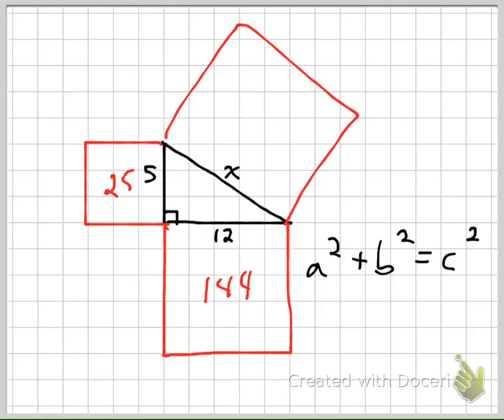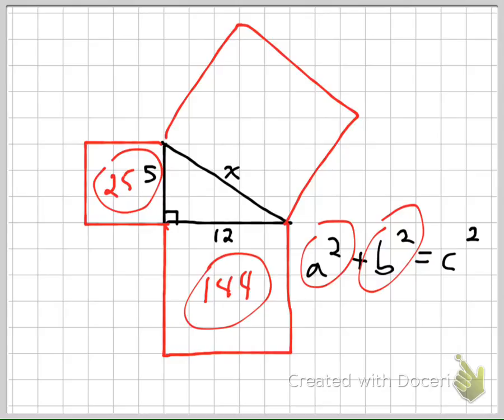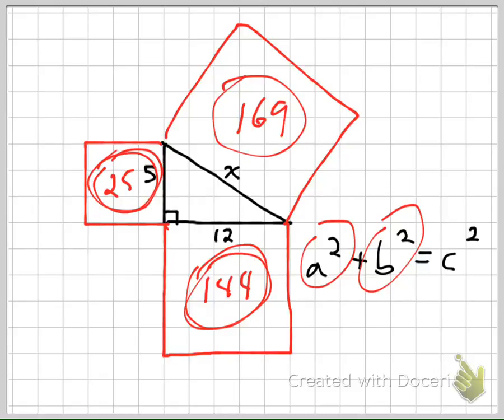What does it tell you, though? Remember, A squared, 25, plus B squared, 144, is C squared. So the area of here plus the area of here is going to equal the area of here. Does that make sense? So what is 144 plus 25? 169. That's the area. That doesn't tell us exactly this length, but it gives us the area. Well, what number times itself makes 169? 13.